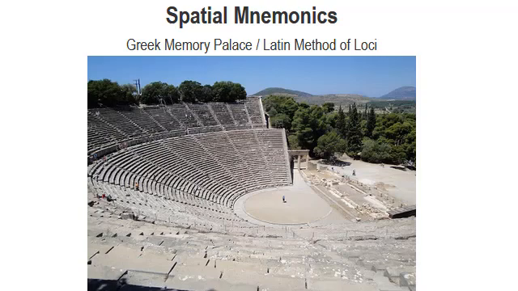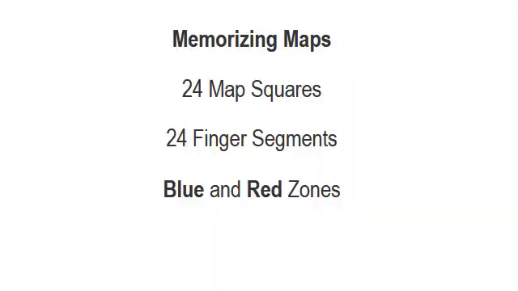It was also common to associate lists with the seating of rooms in a palace. Europeans who spoke Latin were still using the method of loci in the Middle Ages. Your 24 finger segments are similar to the seating sections of a theater or the rooms of a palace. By dividing them into blue and red zones, you organize them symmetrically.